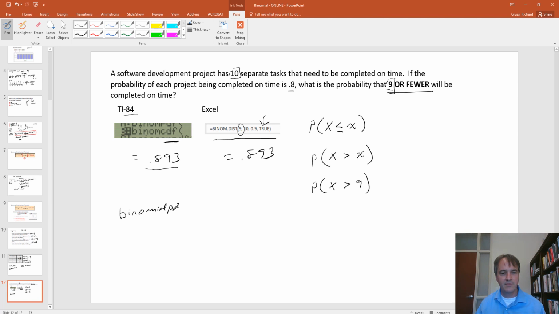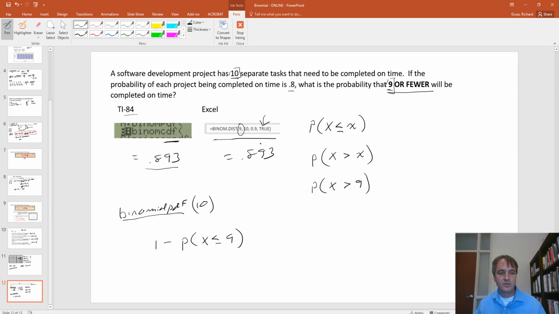So we could just do binomial PDF of 10. The only case where x would be greater than 9 is if it's 10, so that would give you that probability. Or another way of doing this would just be to do 1 minus the probability that x is less than or equal to 9, which is what we calculated over here. So it would just be 1 minus this number.